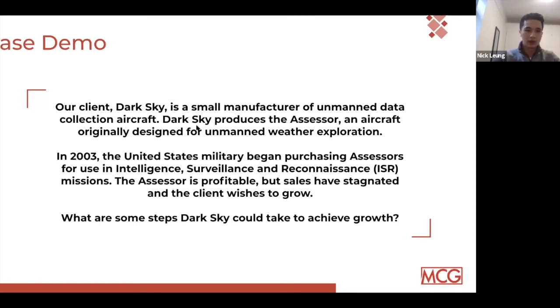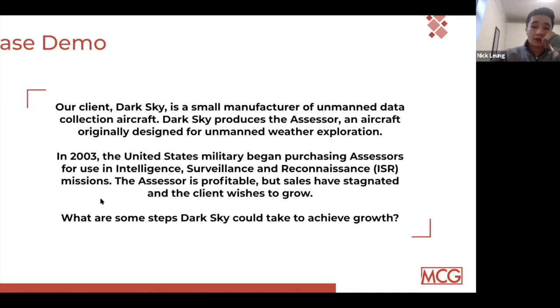So I'm going to read aloud the prompt. So James, are you ready? Okay, cool. So our client, Dark Sky, is a small manufacturer of an unmanned data collection aircraft. Dark Sky produces the Assessor, an aircraft originally designed for unmanned weather exploration. In 2003, the United States military began purchasing assessors for use in intelligence, surveillance, and reconnaissance. These are called ISR missions.